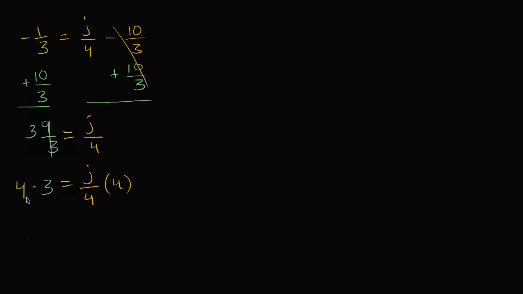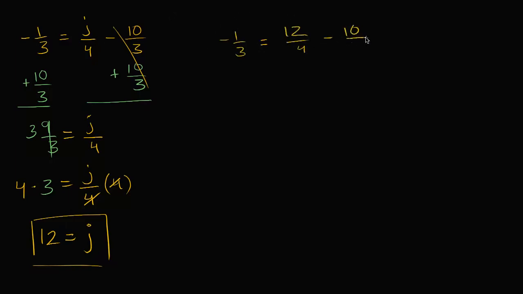And what I will be left with, 4 times 3 is 12. And then j divided by 4 times 4, well, that's just going to be j. So we get j is equal to 12. And the neat thing about equations is you can verify that you indeed got the right answer. You can substitute 12 for j here and verify that negative 1/3 is equal to 12 over 4 minus 10/3.